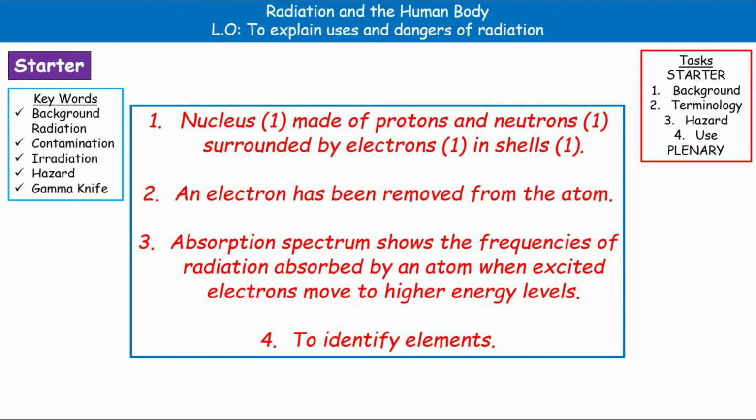and your final mark for saying that those electrons are arranged in shells, or you may have described them as orbitals. Question 2, then, an electron has been removed from the atom for our mark. Question 3, our absorption spectrum shows the frequencies of radiation that are absorbed by an atom when excited electrons are moved to those higher energy levels. And finally, question 4, it's to identify elements. So I think that's a total of 7 today, so add up your scores out of 7.